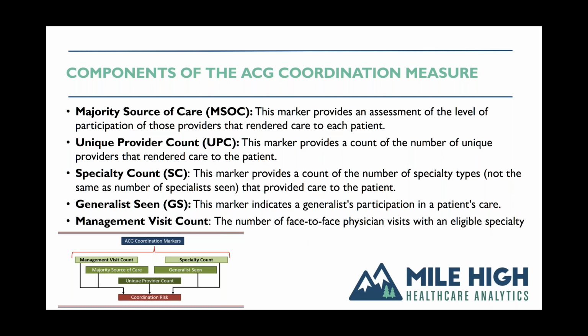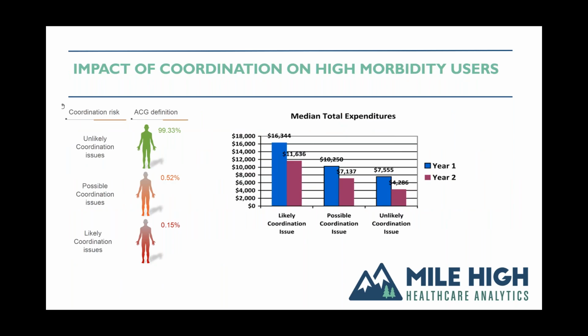So the data is analyzed and it identifies who is providing the majority of the care, and actually the definitions are incorporated into the ACG documentation, so you really can understand it's not black box. You can understand how people get into what category, and you can also change the various cut points. So there's also unique provider count, specialty count, was a generalist seen, and the management visit count, E&M visit count, and those are all put together into what's called a coordination measure, and those 5 measures from the last slide are then combined, and people are assigned to either having unlikely coordination issues, possible coordination issues, and likely coordination issues.